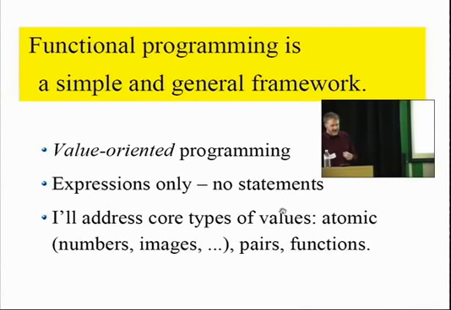So everything is expressions. And for succinctness, I'll address 3 kinds of values. They're going to be atomic values, which will be things like numbers and images. So atomic doesn't necessarily mean small. And then secondly, pairs. So if I've got a couple of values, I can pair them up. And functions. And really, out of these building blocks, you can build anything. I'm not saying that you'd want to build everything out of just these building blocks, but this is a sort of complete framework.